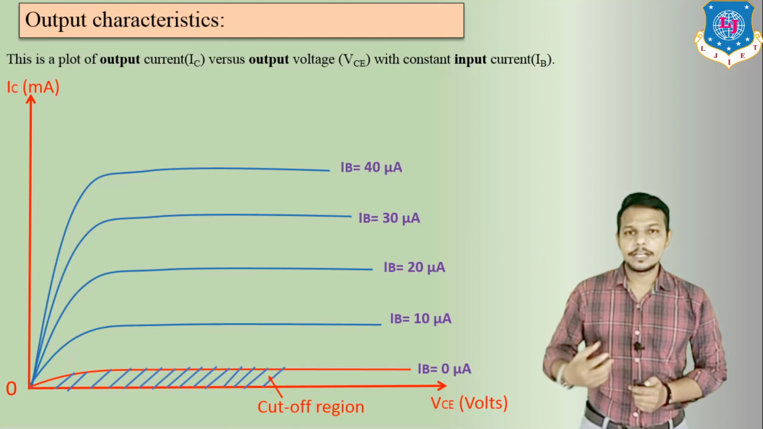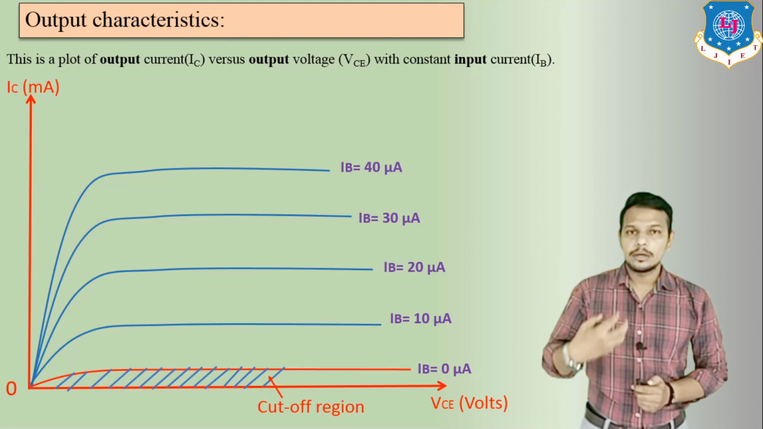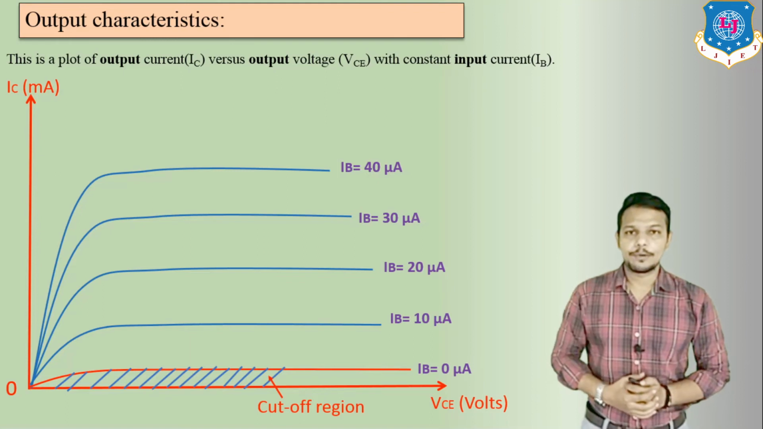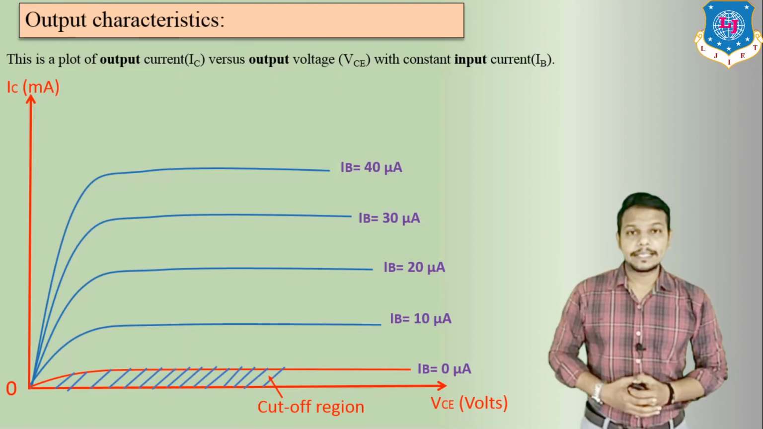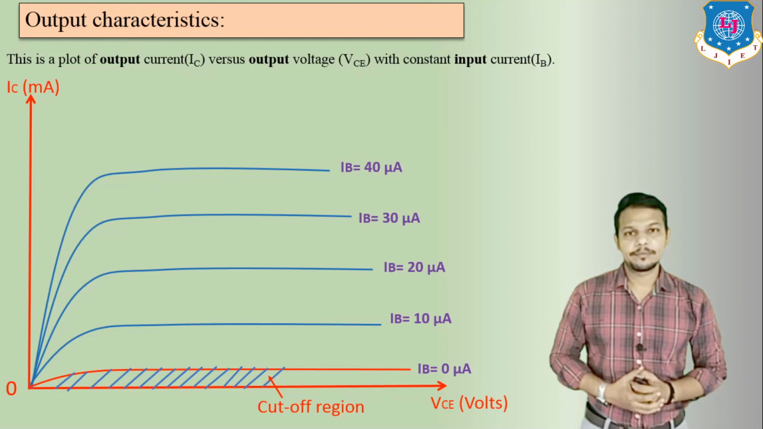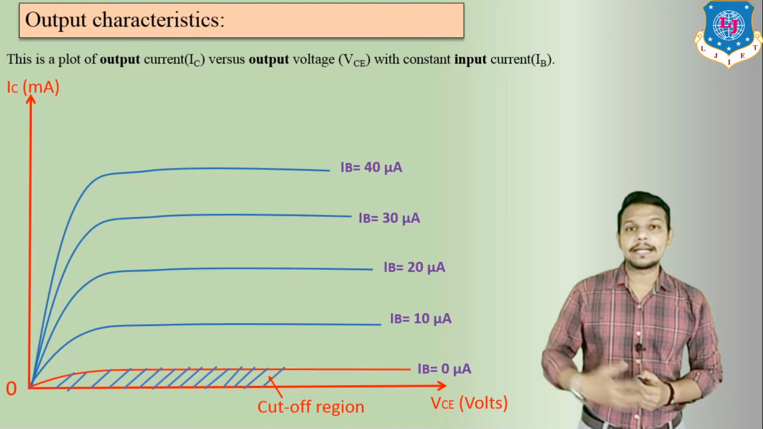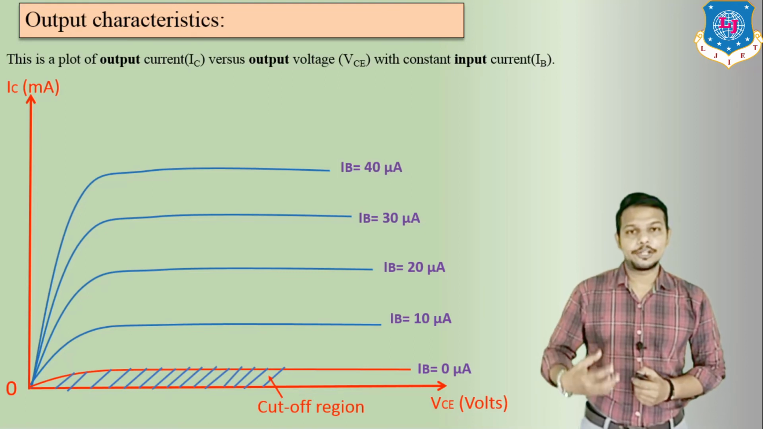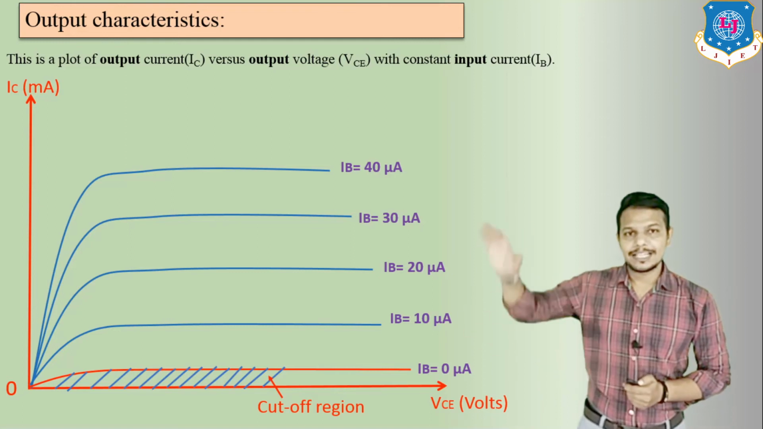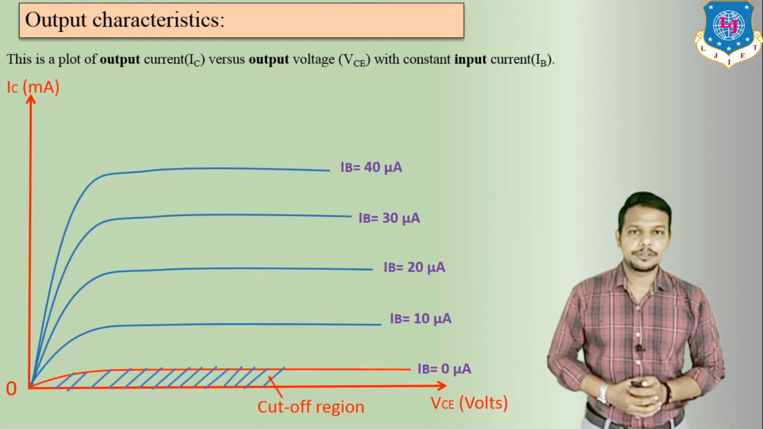That means we can conclude about this graph with the help of this equation. We know the equation IC is equal to beta into IB. So it depends on beta, and you will get your output signal. So this region is known as the active region.